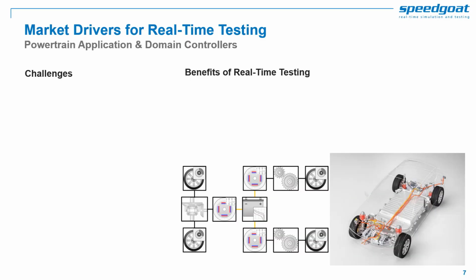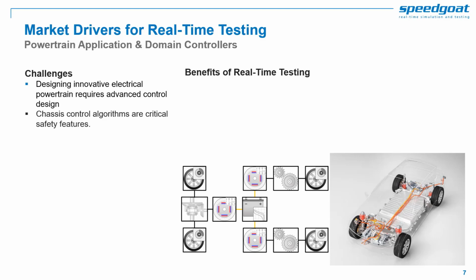Concerning powertrain application and domain controllers, designing an innovative electric powertrain requires advanced control design. Chassis control algorithms such as anti-lock braking, torque vectoring, and electronic stability control are critical safety features. And the most challenging physical conditions for these algorithms to operate in, such as driving on icy surfaces or with poorly loaded trailers, are also the most difficult to test.